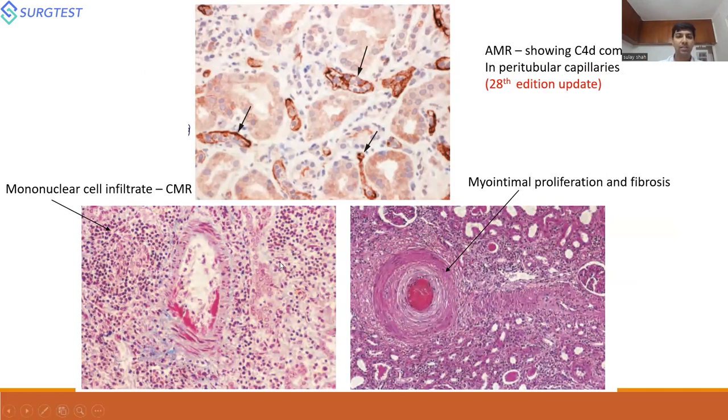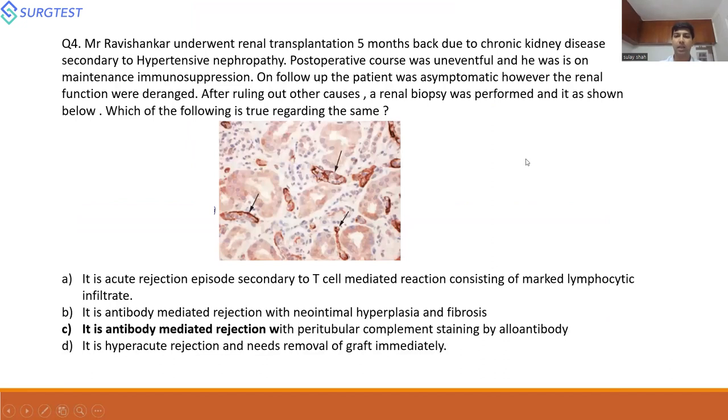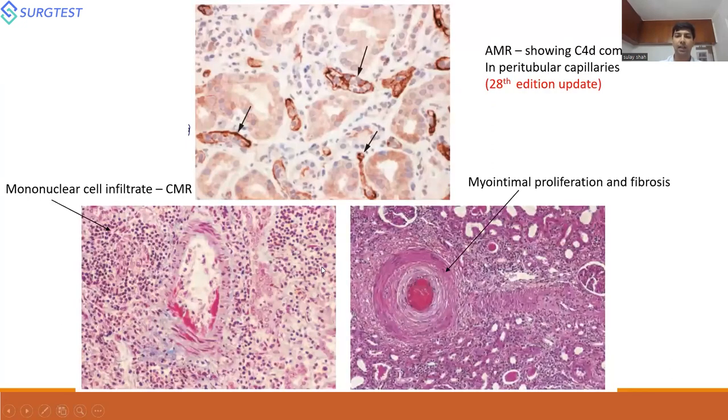So the lower image, this image is an acute cell mediated rejection, and this is a chronic. You can see fibrosis and thickening. This is what you have to see. Yeah, this is thickening seen. This is infiltrate seen, and this is staining. The brown color is important for you to remember.